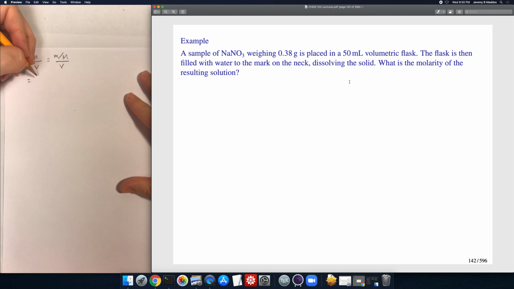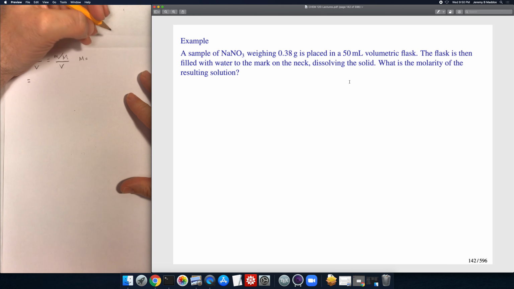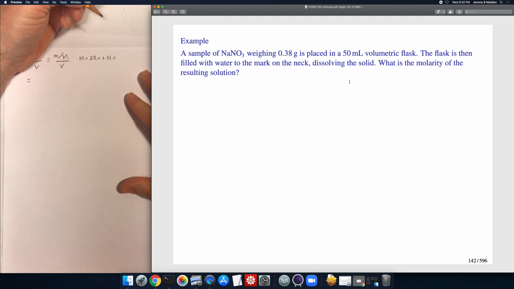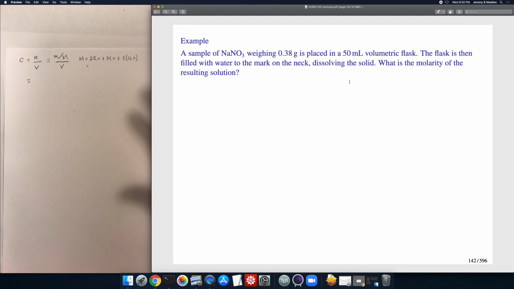So first we need to calculate the molar mass, right? I'm going to take sodium to be 23.0, nitrogen 14.0, and we have 3 oxygens, 3 times 16. So this will be our molarity calculation.